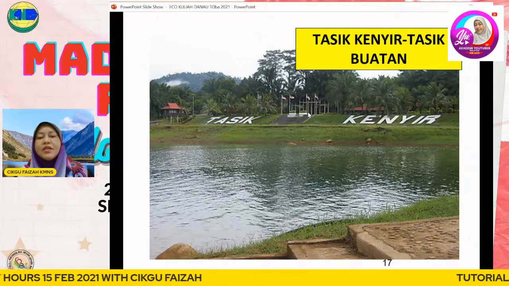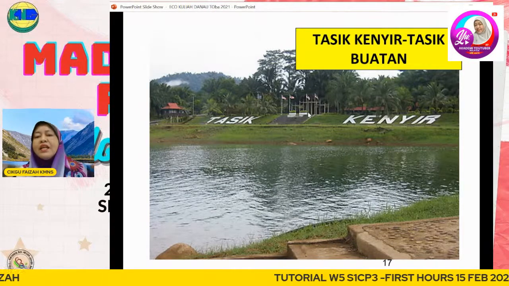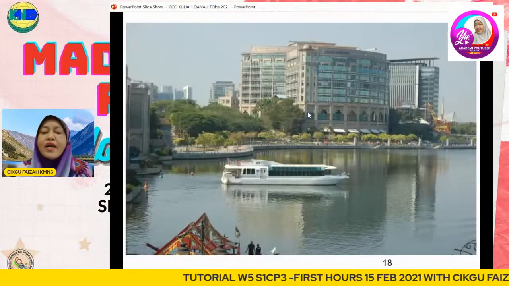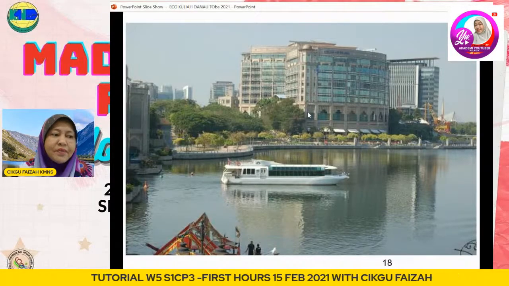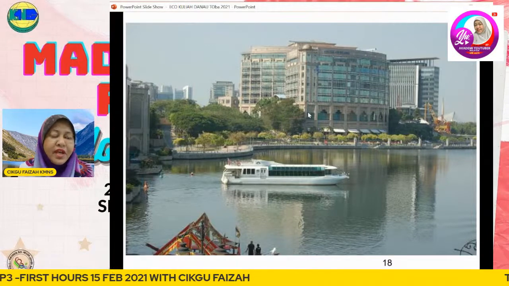Okay, Sarah, now Sarah can hear. Class, Tasik Bera, Tasik Kenyir, Tasik Cini, Danau Toba. Okay, so yes, this one. Who? Kenyir is man-made. Yes, correct, Vihang, very good.